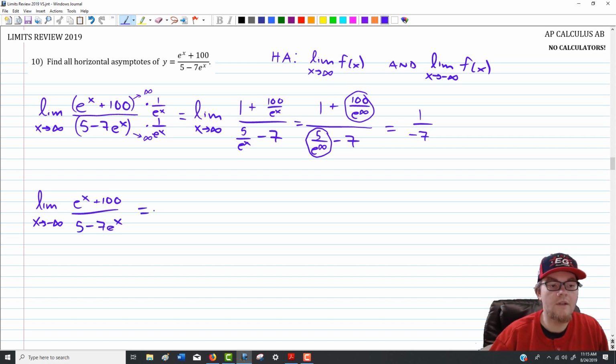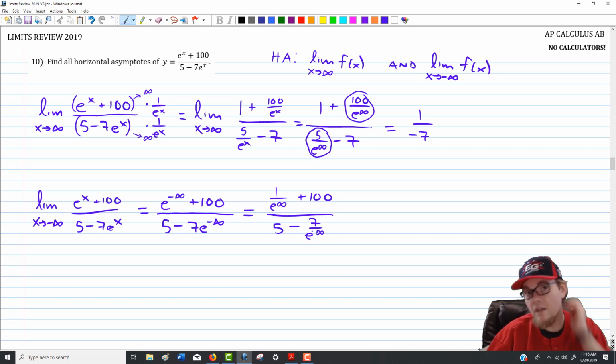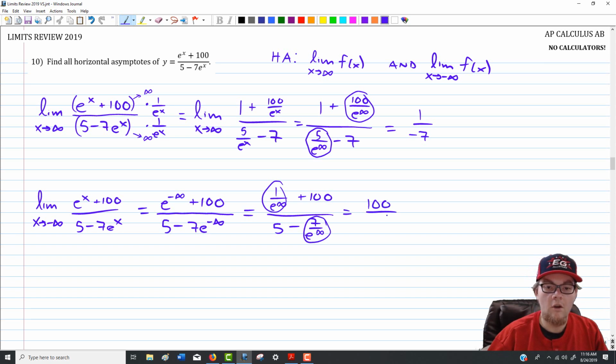Now in here, of course, we can start with direct substitution, and if you recall from class, direct substitution worked really well with these guys when we were approaching negative infinity. Get e to the negative infinity plus 100 over 5 minus 7 e to the negative infinity. So looking at those pieces, familiar kind of structure, we'll get 1 over e to the infinity plus 100 over 5 minus 7 over e to the infinity. And so like we just said, e to the infinity is going to infinity. So basically 1 divided by infinity is 0, so is 7 divided by infinity, which means we're left with 100 over 5, which is 20.